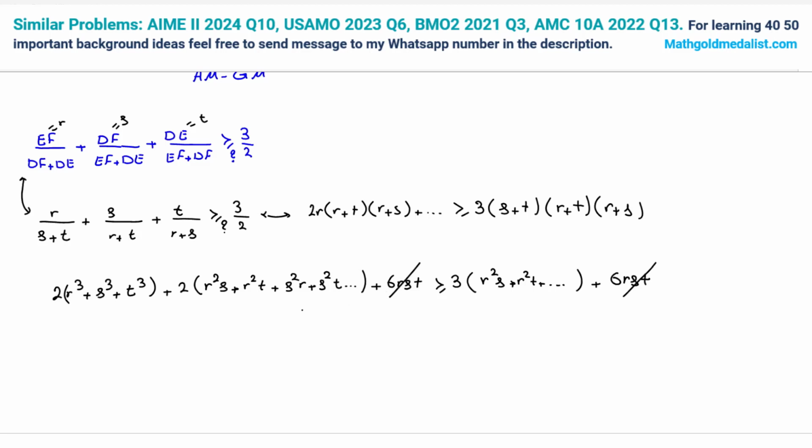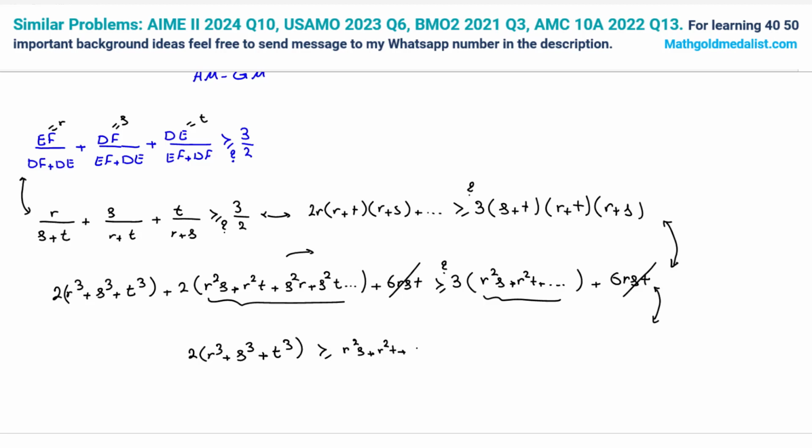So we can cancel these two terms here. These two things are the same. This part and this part here. We have 3 of that here, 2 of that. So if you simplify, we take these to the right-hand side. So we have 1 from that, r squared s plus r squared t, and so on. We want to prove this is equivalent, again, to this one, 2r cubed plus s cubed plus t cubed.